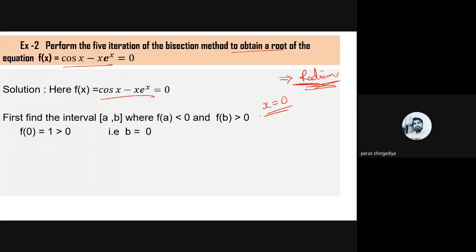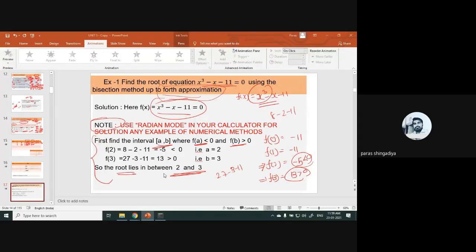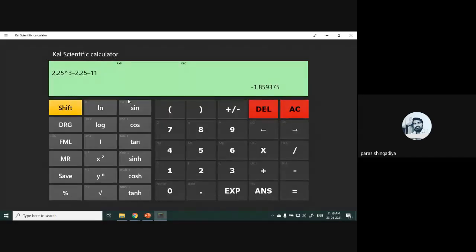There is no problem in the polynomial case. The answer of any polynomial will be the same in degree as well as radian, but for trigonometric terms, you first check that your calculator is in radian mode, and then check the output of the function. So at x equal to 0, the function's output will be 1, and you can easily check that. That should be in radian mode.